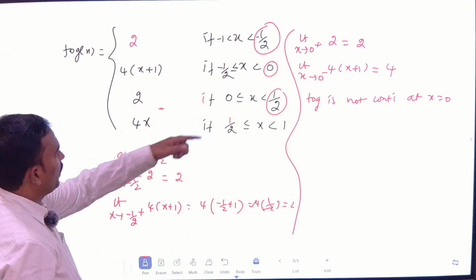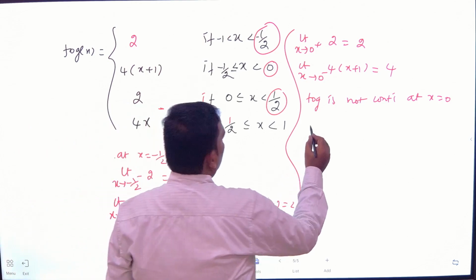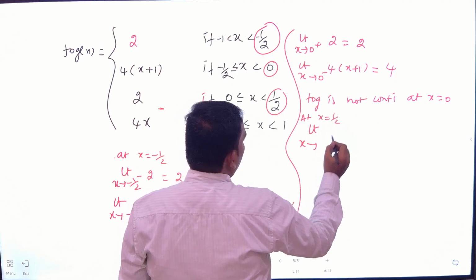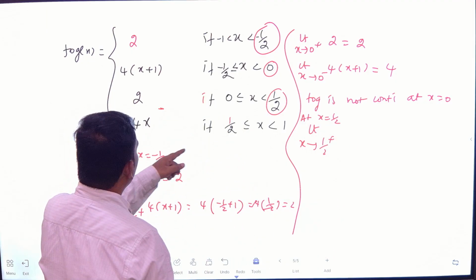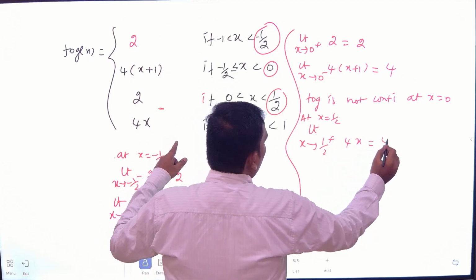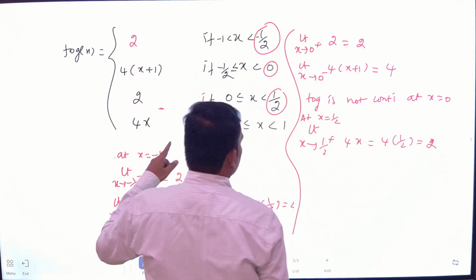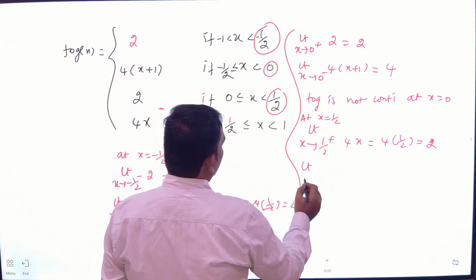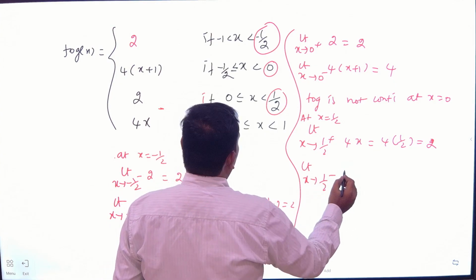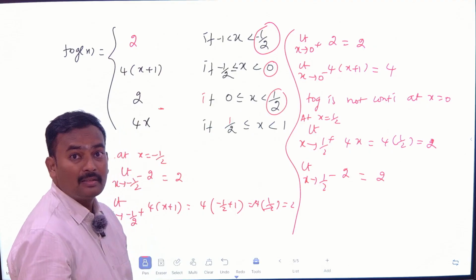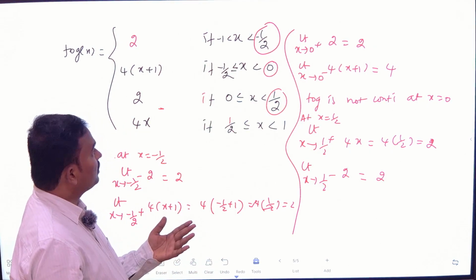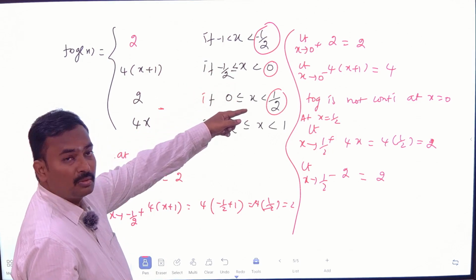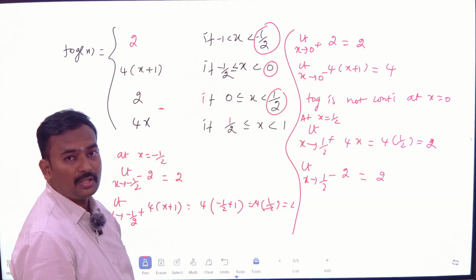Okay, let's check one more point, at x is equal to 1 by 2. Limit x goes to 1 by 2 plus. 1 by 2 plus means 4x, right? 4 into 1 by 2 will be 2, right? That is the right limit. Now the left limit: 1 by 2 minus will be 2. So both limits are the same. Therefore, F composition G is continuous at minus 1 by 2 and 1 by 2, but is not continuous at x equal to 0.